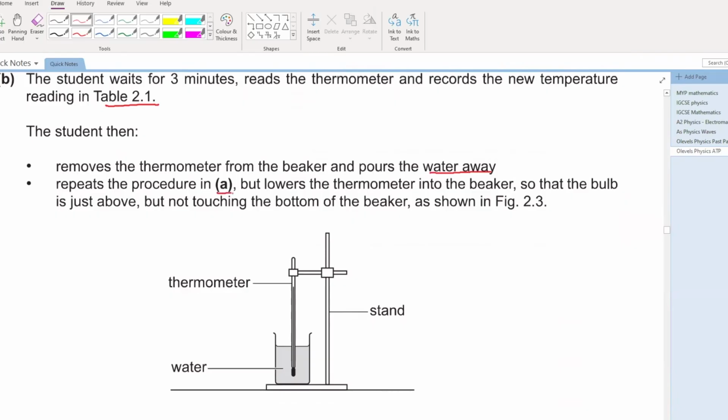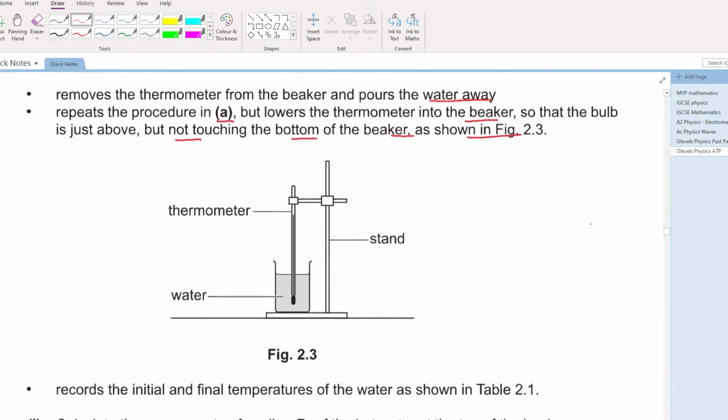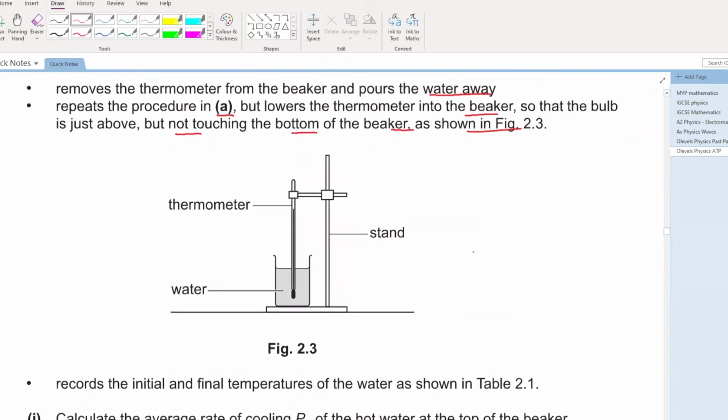He repeats the procedure in A but lowers the thermometer into the beaker so that the bulb is just above, but not touching, the bottom of the beaker as shown in figure 2.3. Look, the position of the thermometer has changed.